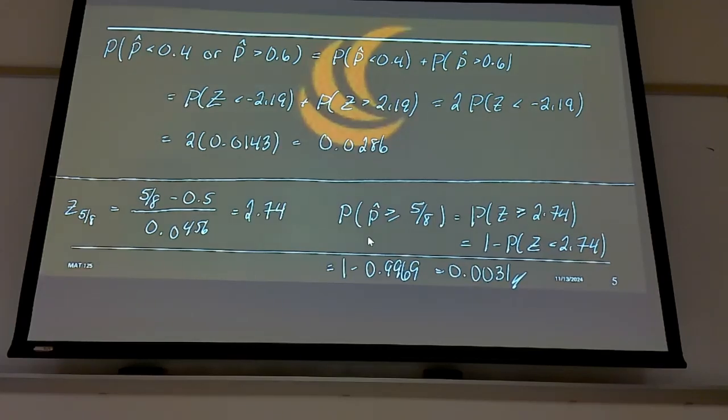Well, we want the probability that we get more than 5/8 heads, right? So that's p hat greater than or equal to 5/8. Convert it to a z-score. That's that probability, because the 5/8 z-score is 2.74. And so it's the same as what we did above. Less than 40%.